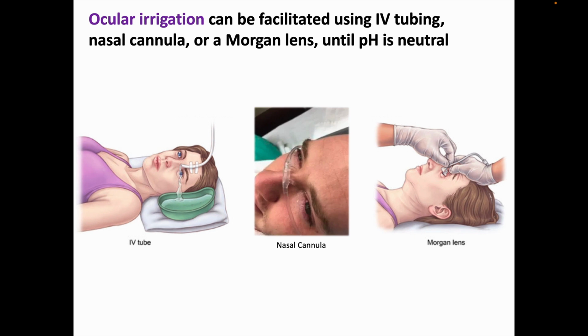There are a few setups to make ocular irrigation easier. You can tape an IV tube near someone's eye and drip fluid through it, or you can put the two prongs of a nasal cannula, usually used for oxygen, on either side of the nose to irrigate both eyes at once. And there's also the Morgan lens, a product specifically designed for ocular irrigation. We're going to watch about 1 minute and 40 seconds worth of video clips now, demonstrating the nasal cannula approach and the Morgan lens.